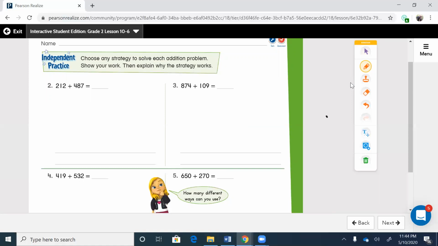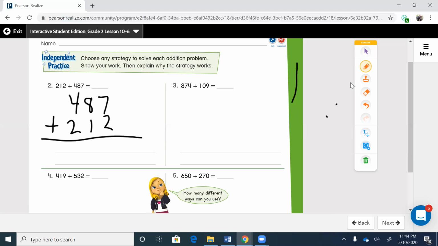So let's see, what do I want to do for the first one? And it has the lines to explain, but it's not going to be really big enough. All right, I'm taking it back to the old school for the first one. Let me make that a little smaller. That's not going to be enough space. All right, 487 plus 212. All right, I wrote it down.